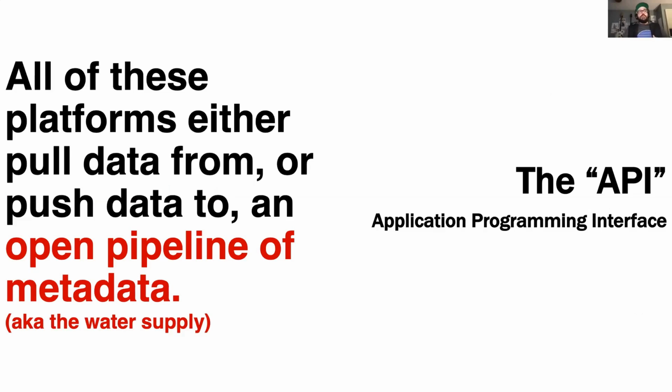All of these platforms either pull data from or push data to this open pipeline of metadata that I talked about before, the water supply. And they do that with what's known as an API, an application programming interface. For those who have heard this word, and I've heard it for a long time too, it's basically just a set of instructions. If I run a system and it has an API, it's a set of instructions to other people on how to get content out of the system I've built or put content into it. So when someone says something has an API, it really just means you can interact with that database of material.